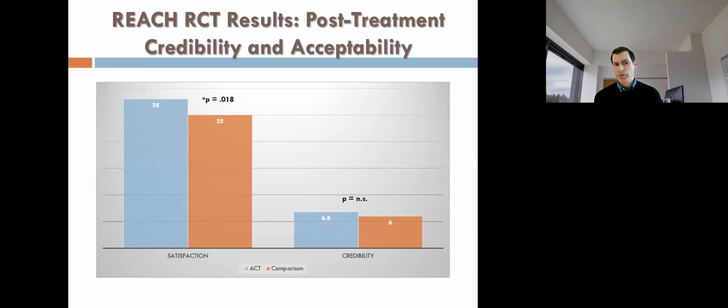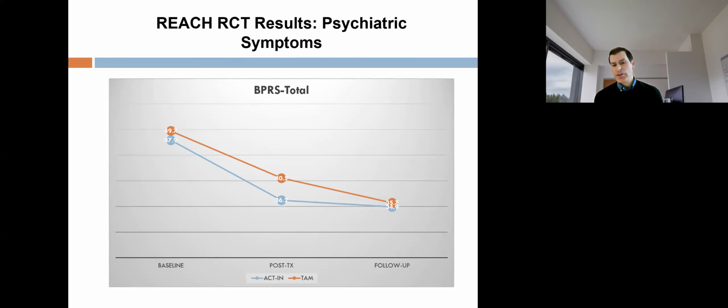What we found is that even though they were satisfied in general with the treatments we provided, they actually had significantly greater satisfaction with ACT compared to the supportive therapy. So it seemed like ACT was acceptable and feasible, but they actually liked it a little bit more than the supportive therapy. But there was no difference in the perceived credibility of both treatments. Both were rated as about equally credible. And again, just like in the previous study, overall we saw psychiatric symptoms go down over the course of hospital treatment and through follow-up, and there were no real differences between the groups.